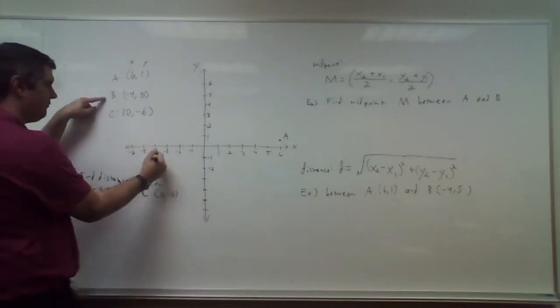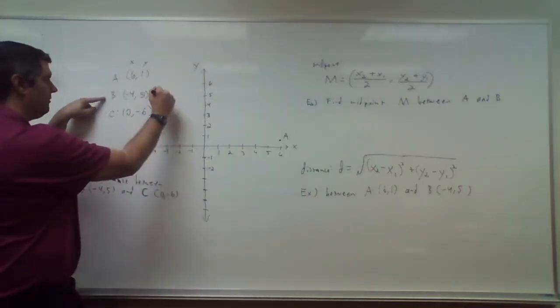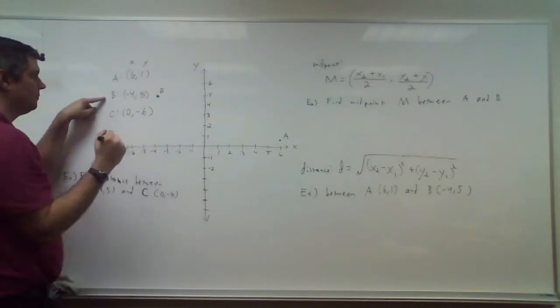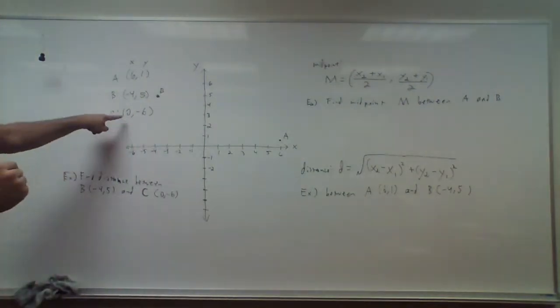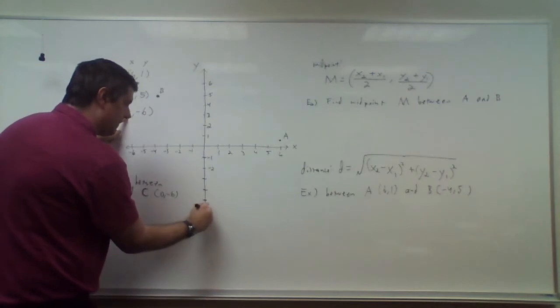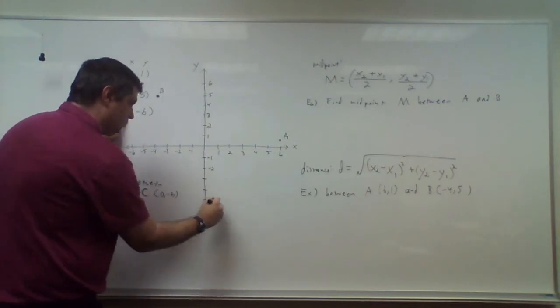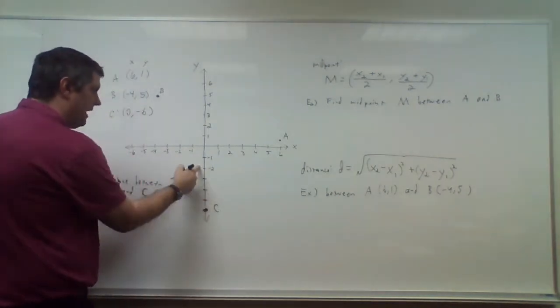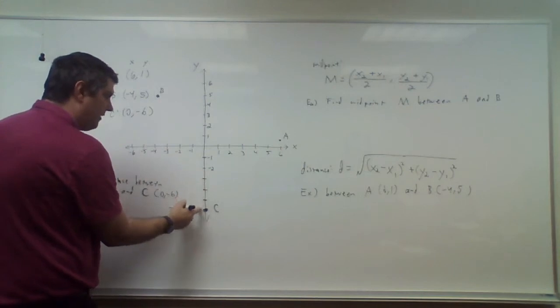B is -4 on the number line and up 5. Okay? C is left, right, nothing, down 6. -1, -2, -3, -4, -5, -6.